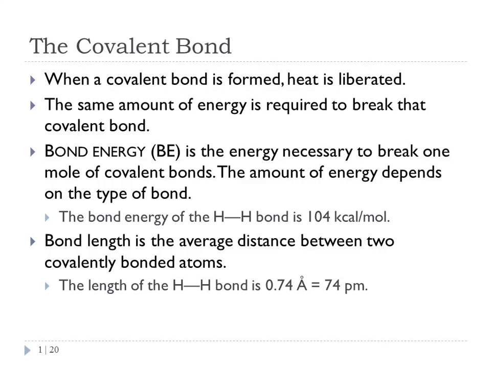That energy is going to vary depending on the type of bond, which atoms are involved, and whether it's single or triple or double. We also talk about bond length, and that is the distance between 2 covalently bonded atoms. Since atoms are very tiny, this is also going to be very small. The length of a hydrogen-hydrogen bond is 0.74 angstroms, or 74 picometers. Teeny tiny. But bond energy and bond length are often related in a way. If the bond is very long, it's going to be easier to break than if it's very short.